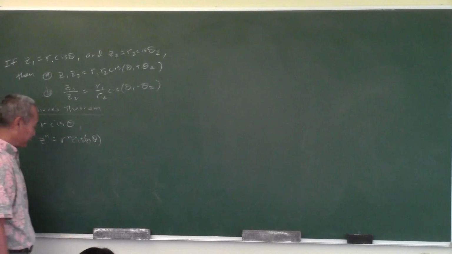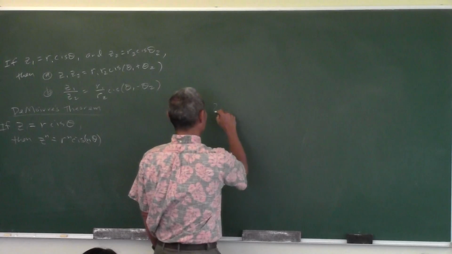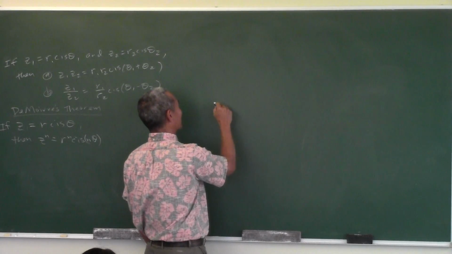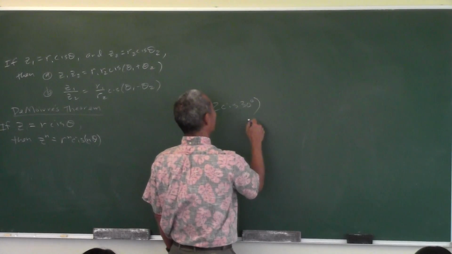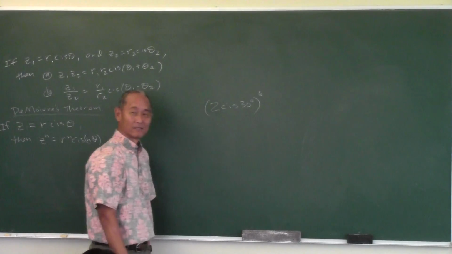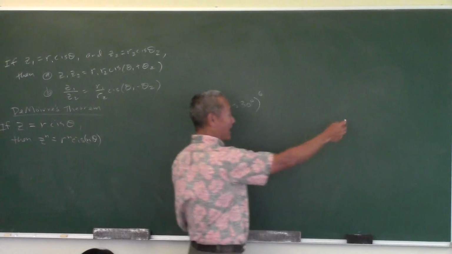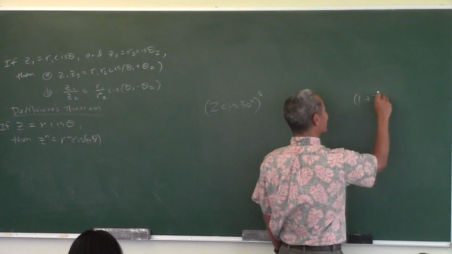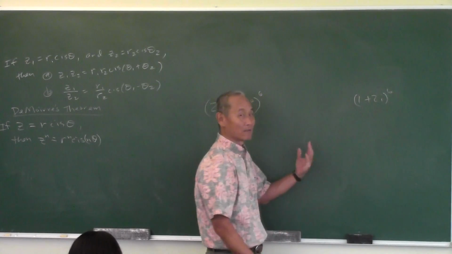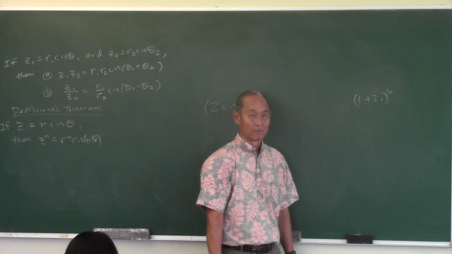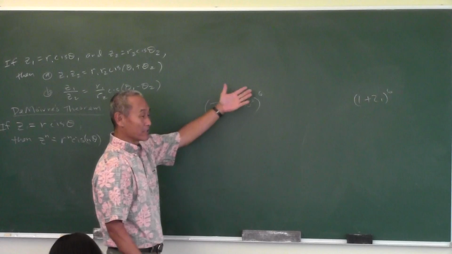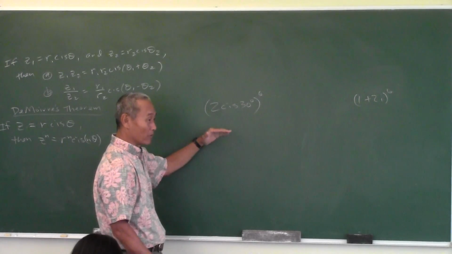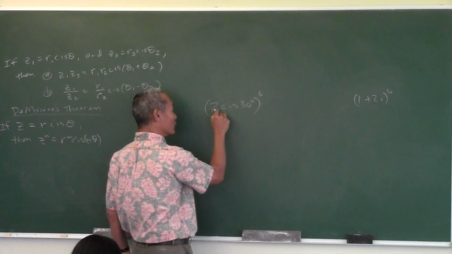Okay, example. What if I just give you the problem like this? What is 2 cis 30 degrees raised to the 6th power? And again, 1 plus 2i. What if I ask you to raise that to the 6th power? Like that, how long would that take you? Some of you would take all day. But now, how do you raise a complex number to the 6th power if it's in polar form? Well, you simply raise the 2 to the power.